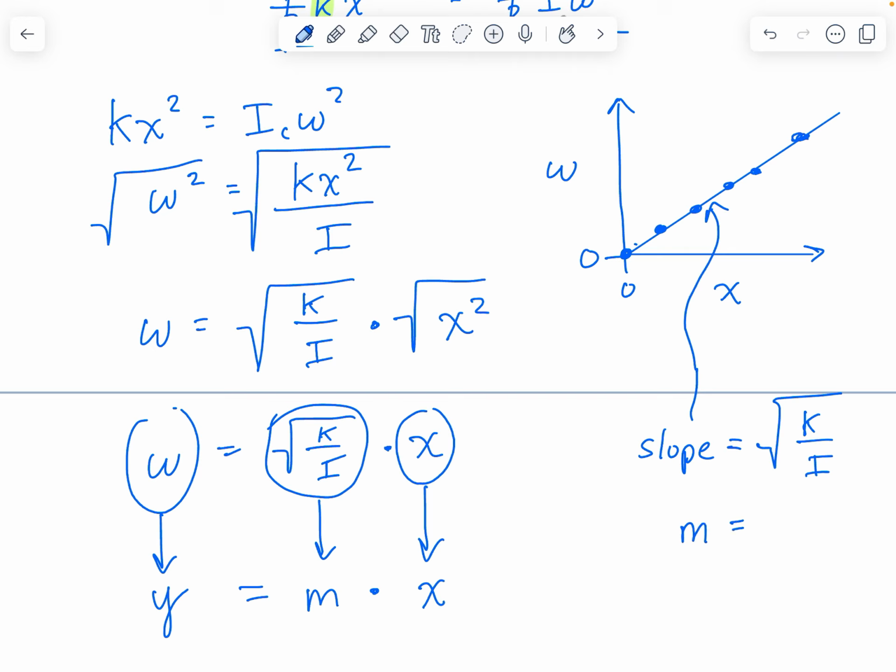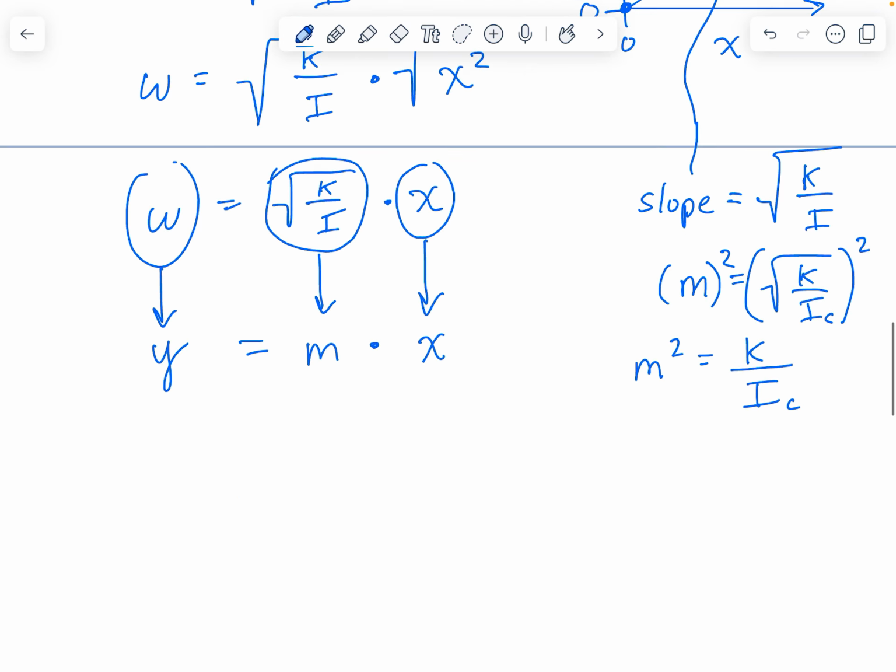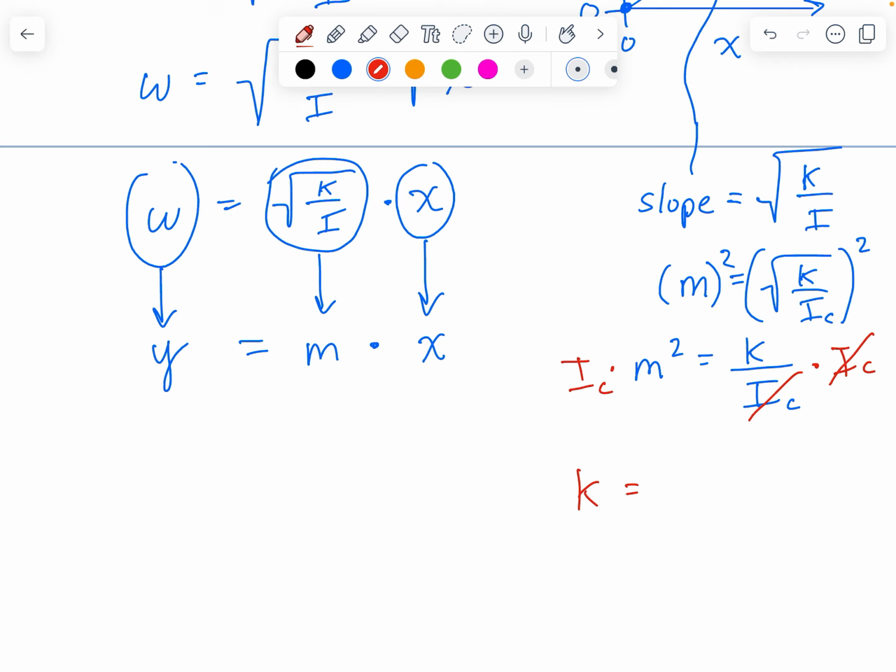So if I say m equals the square root of k over I, and now I'm solving for k, my first step would be to square each side of the equation. And then I get m squared equals k over IC, and then multiply each side by IC. And then I'm going to flip it: k equals IC times m squared. So whatever the slope turns out to be, you'd end up just having to square it, then multiply by IC, and then that would give you k.